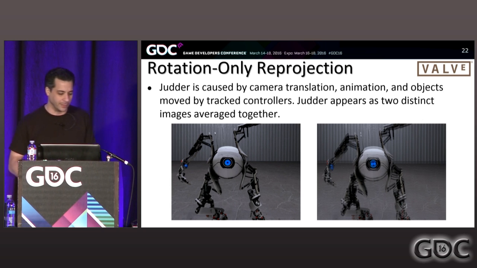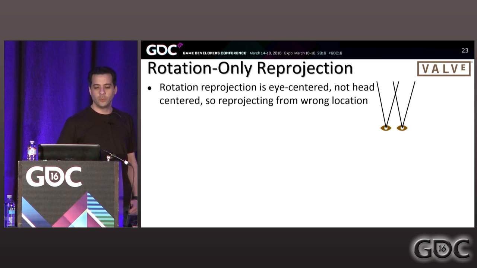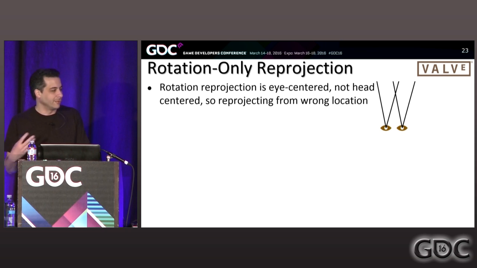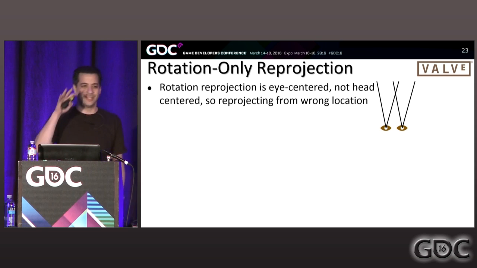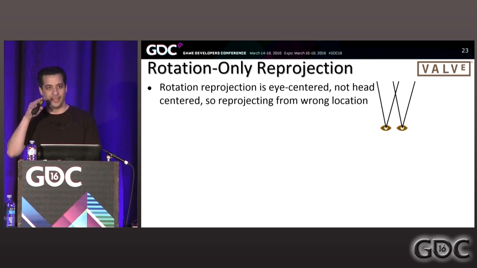That's not as big of a deal, I think, as these next issues. These side effects are the ones that worry me more. They're the more subtle side effects of reprojection. When we talk about rotation-only reprojection, if you don't take the time to think through what that means, you might misunderstand what's really happening. When you reproject, the reprojection is eye-centered, not head-centered. Your head, when it rotates, is head-centered.